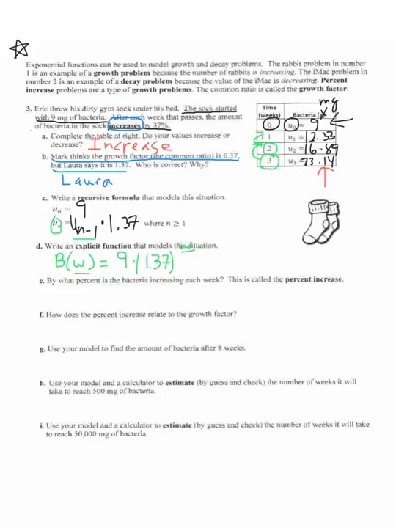For letter E, by what percent is the bacteria increasing per each week? This is called the percent increase. So there's two ways of doing this. One, you can just look at what is to the right of the number 1, which is 0.37, and that's going to be 37%.